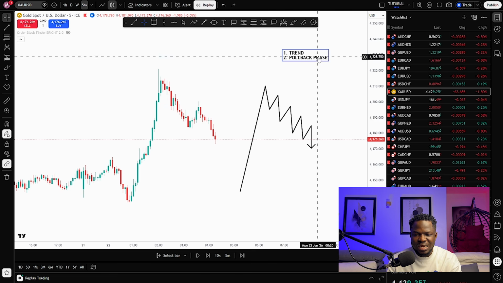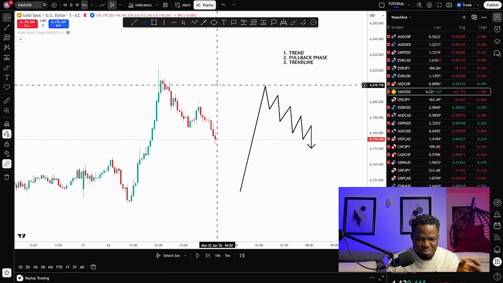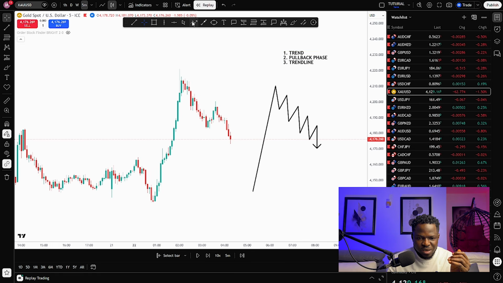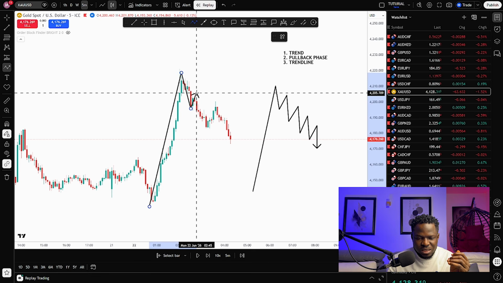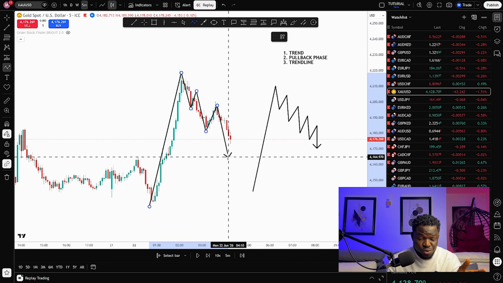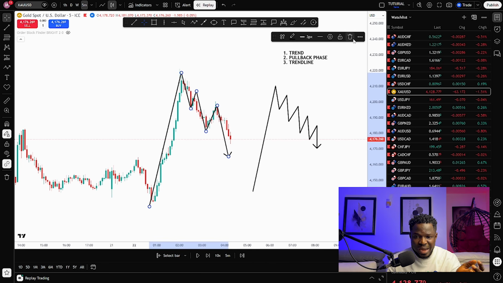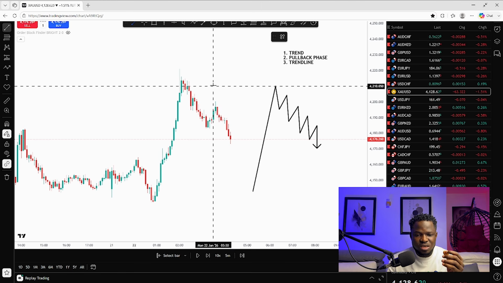Then after that, we need to observe the third step, which is to establish trend lines on both sides of the retracement phase. This is an expansion phase. Then after the expansion phase, we're able to see a pattern like this: lower high, lower low, lower high, then a new lower low, right? So you have to establish your trend lines on both sides of the retracement.